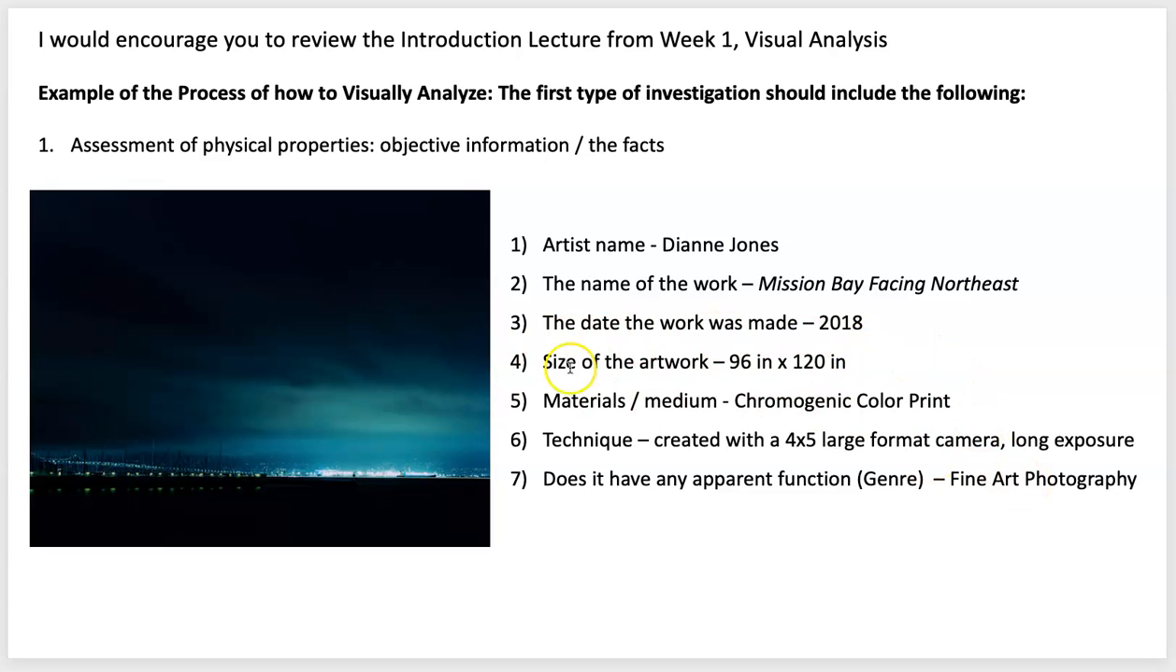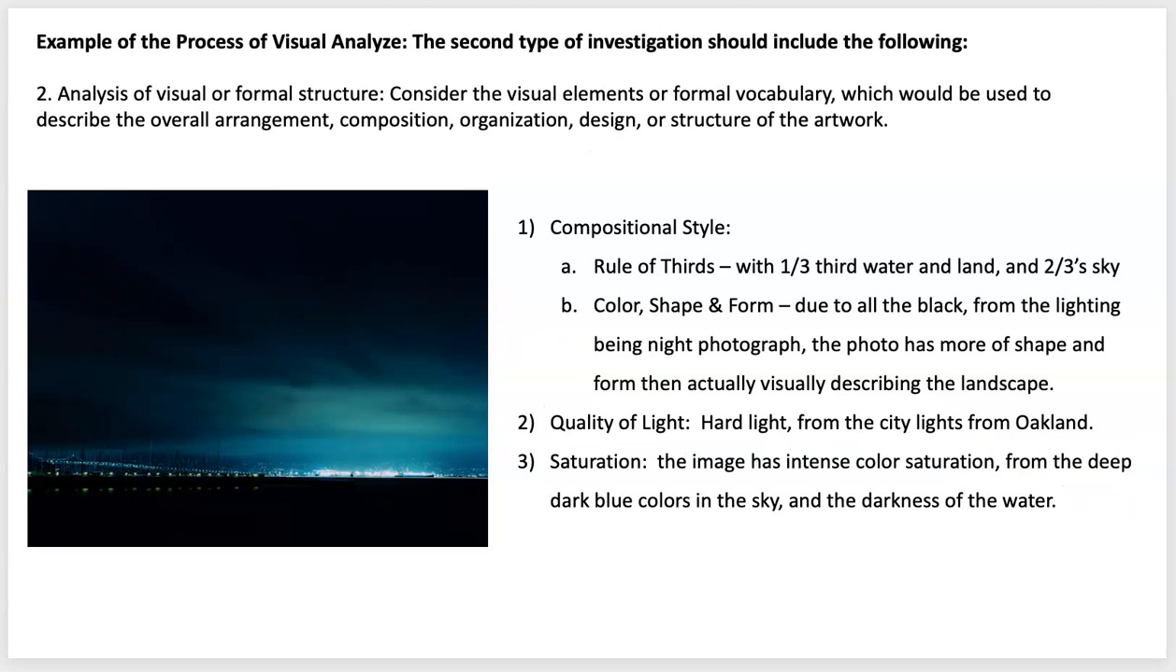And then you'll also include the medium. So yours might just be a digital color print, and the technique. You might put down that you've photographed it with your phone, or maybe you used a digital camera. And then what genre it might go into. So fine art photography, documentary photography, landscape photography, all that kind of stuff. And then you'll move on. And again, you're doing this for both the photograph that you chose by the photographer and also your photograph.